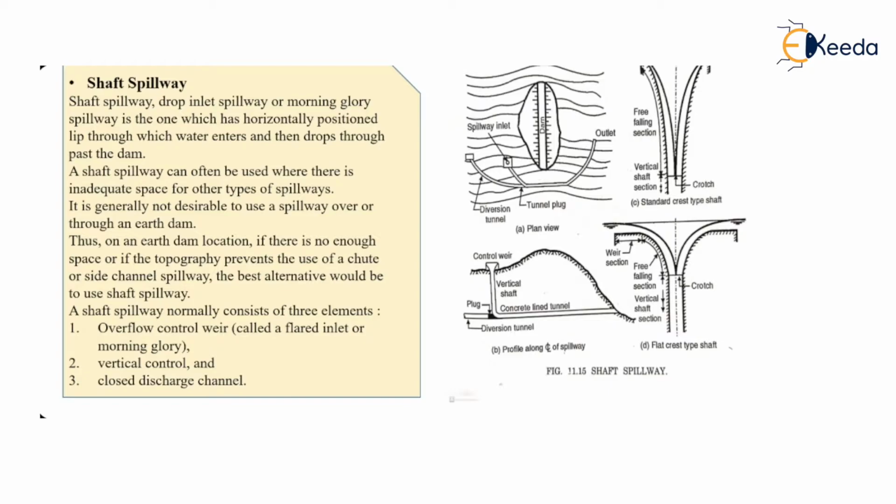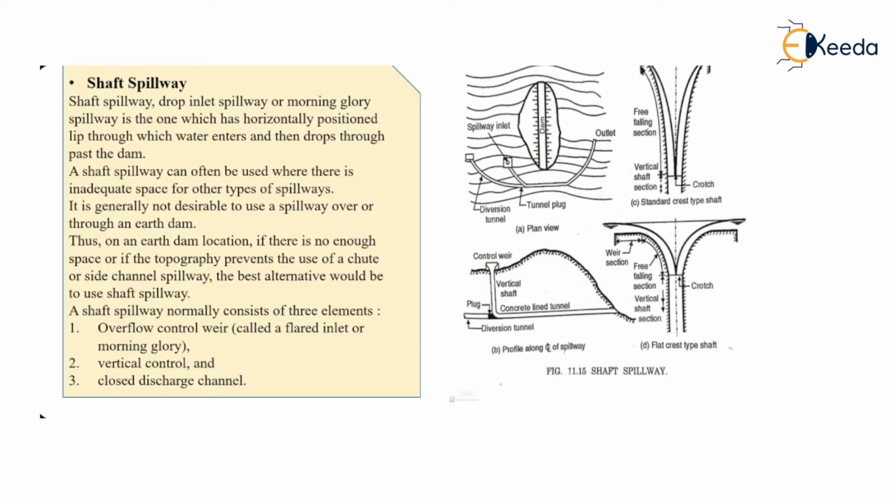It is generally not desirable to use a spillway over or through an earthen dam. Yes, we have discussed it, because of the compacted layers and the earthen material used in the construction of the earthen dam, the spillway construction becomes very critical and unsafe. So for such a hydraulic structure on an earthen dam location, if there is not enough space, or if the topography prevents the use of any other spillway, that is a trough spillway or a side channel spillway, the best alternative should be the shaft spillway.